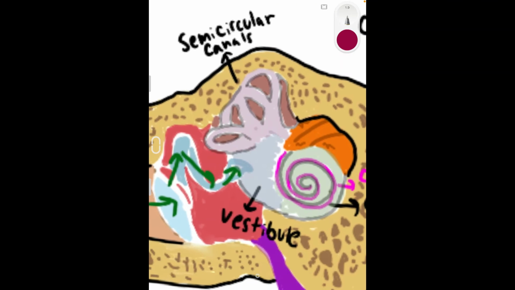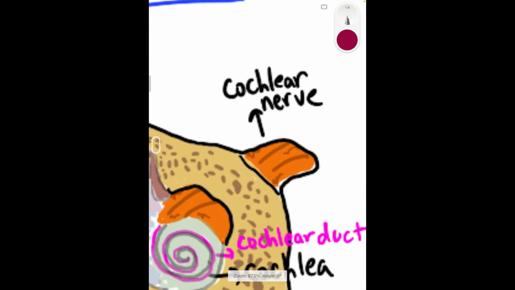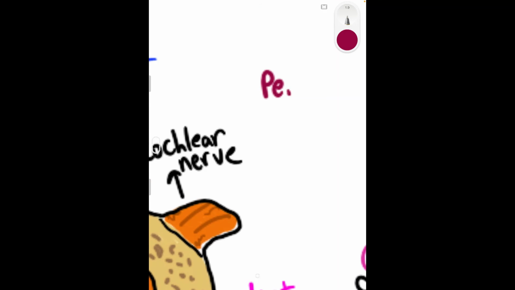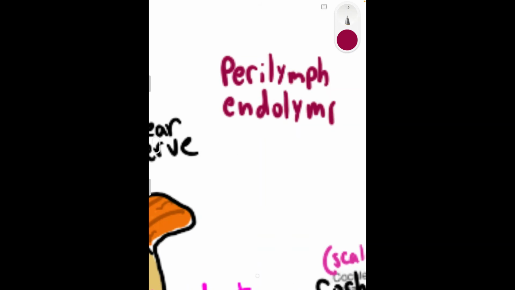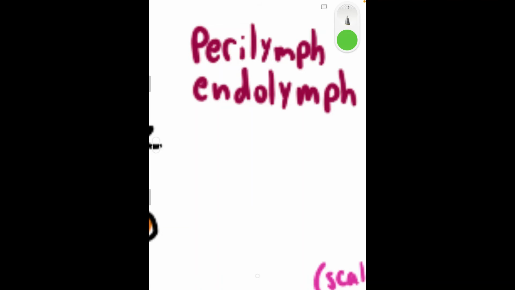As the ossicles from the middle ear hit the oval window, this is where the fluid inside the cochlea is being stimulated. The fluid in the bony labyrinth is called perilymph, while the fluid in the membranous labyrinth is called endolymph. This is the stage where the mechanical energy is being converted to electrical energy.